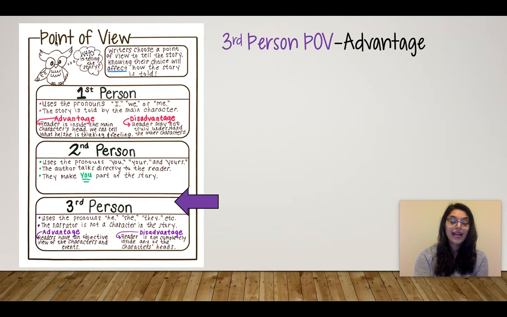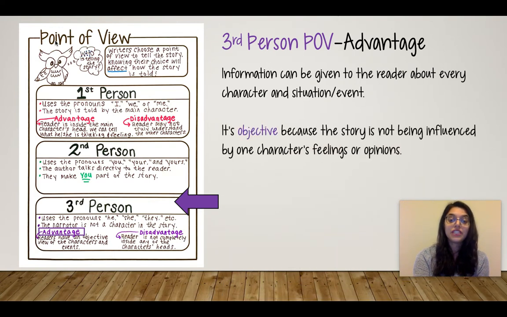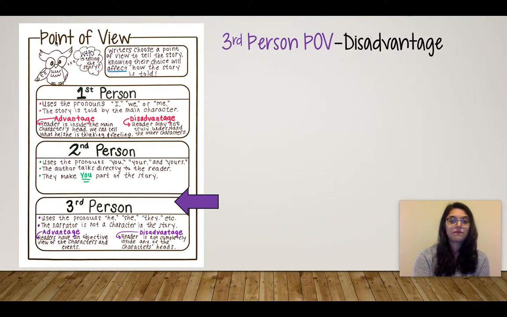Now, this has its advantages. Let's look at that. Readers have an objective view of the characters and events in the story. Information can be given to the reader about every character and situation or event. It's objective because the story is not being influenced by one character's feelings or opinions. So you really get to see the big picture and make your own judgment calls.